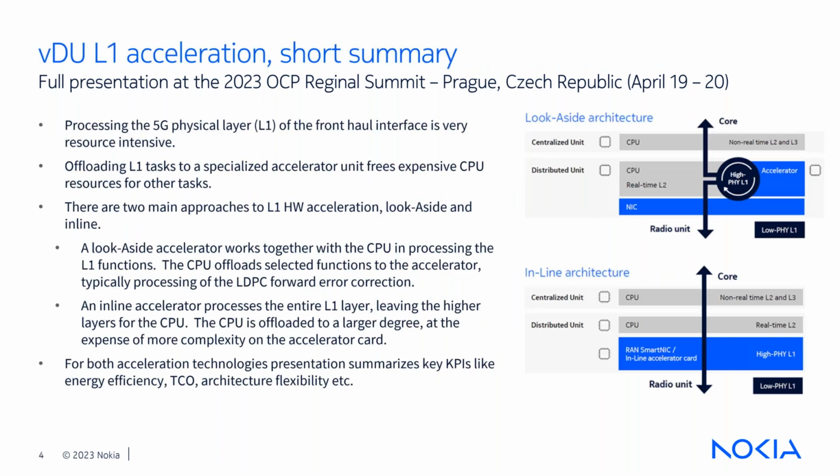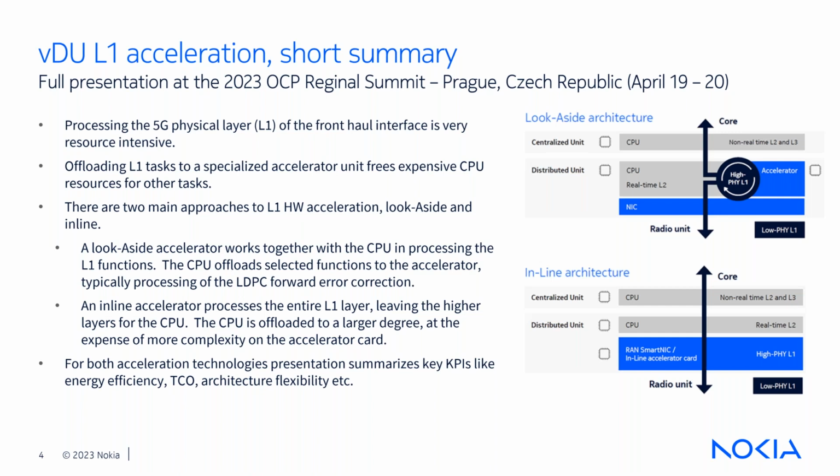And maybe the key topic is the VDU L1 acceleration, which is analyzed quite thoroughly in the regional summit presentation. This is only summarizing those two key alternative technologies which are used for 5G physical layer acceleration to reduce the load of the CPU, which is not so optimal for that kind of processing.